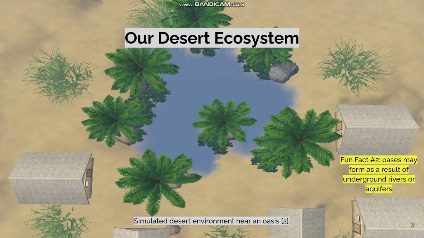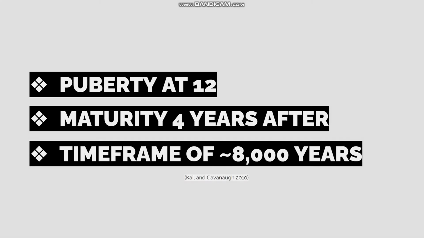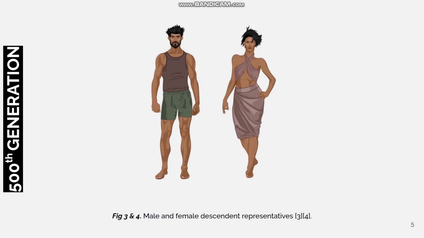Now that we've looked at our ecosystem, let's look at how our starter population would evolve to it. First, let's assume that the average female experiences puberty at the age of 12. As women attain reproductive maturity approximately 4 years after initially experiencing puberty, the evolution of 500 descendant generations would occur over a time frame of approximately 8,000 years. Meet the male and female representatives of the 500th generation, Adam and Eve.